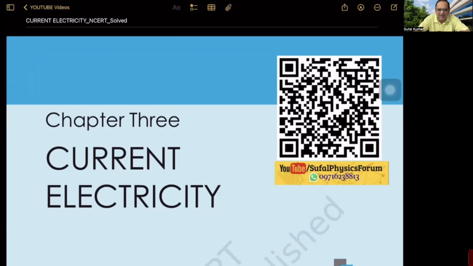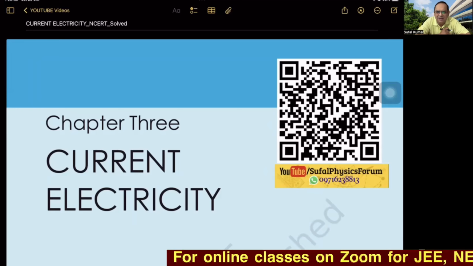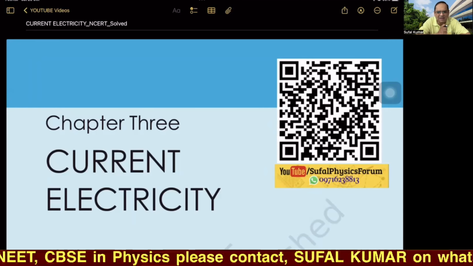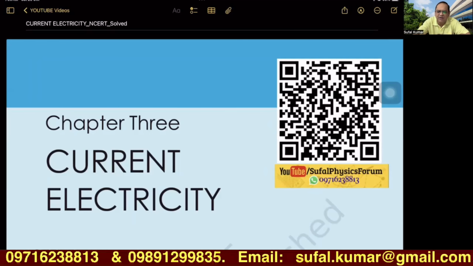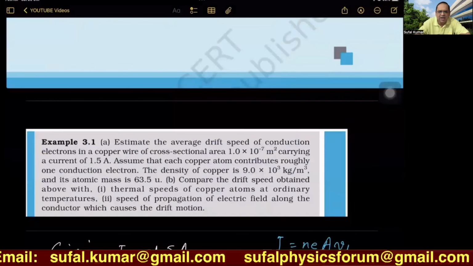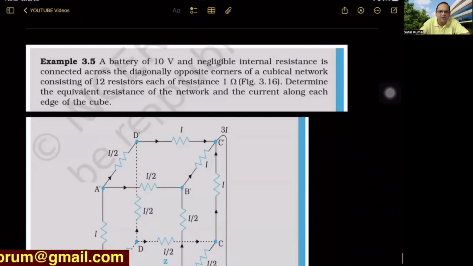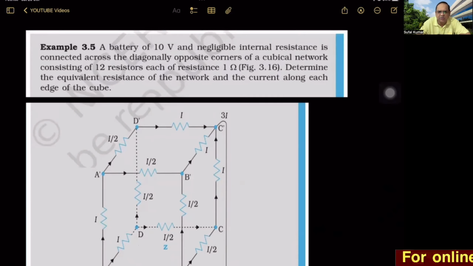So hello friends, the last couple of weeks we were into continuous lecture sessions, and now again current electricity NCERT, and this is a solved example. Already in that direction we have covered one video, current electricity 3.1 solved example. Now we'll have 3.5, and I'll share that previous video link so that you could go through that also.